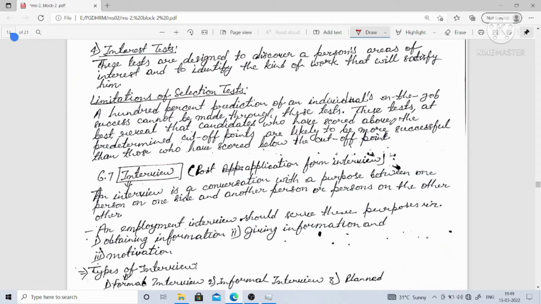Prediction means that if individuals score higher than the predetermined cutoff points, then there is a possibility that they are going to succeed, they are going to be successful in their fields. And if individuals score less, or below the cutoff point, then there is less chance, or you can say less possibility, that they are going to succeed.